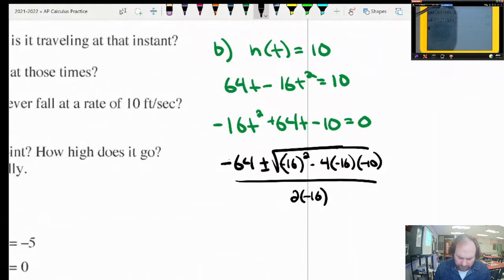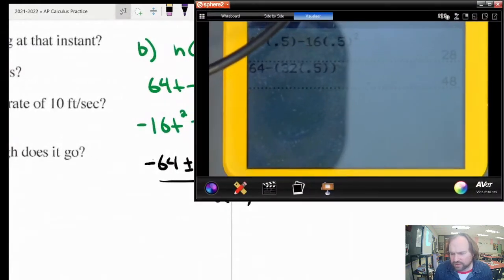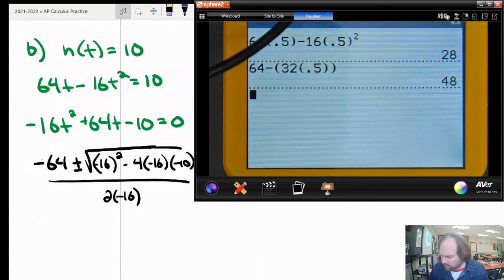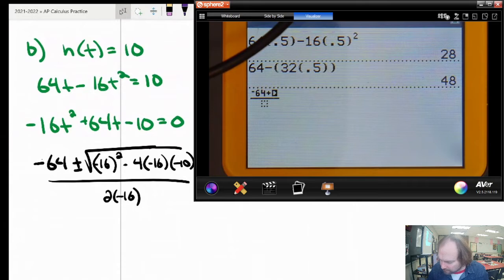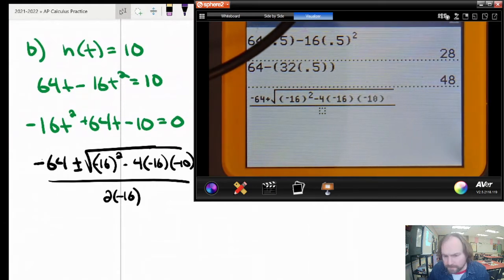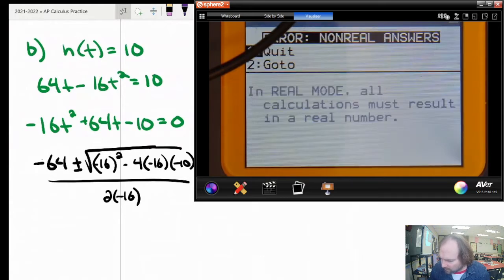So we're going to let the calculator handle this work for us, but this is a question that we can answer relatively simply if we have at least a little bit of working knowledge of that formula. So on top, negative 64 plus the square root of negative 16 squared minus 4 times negative 16 times negative 10, all divided by 2 times negative 16. That will give us our first answer.